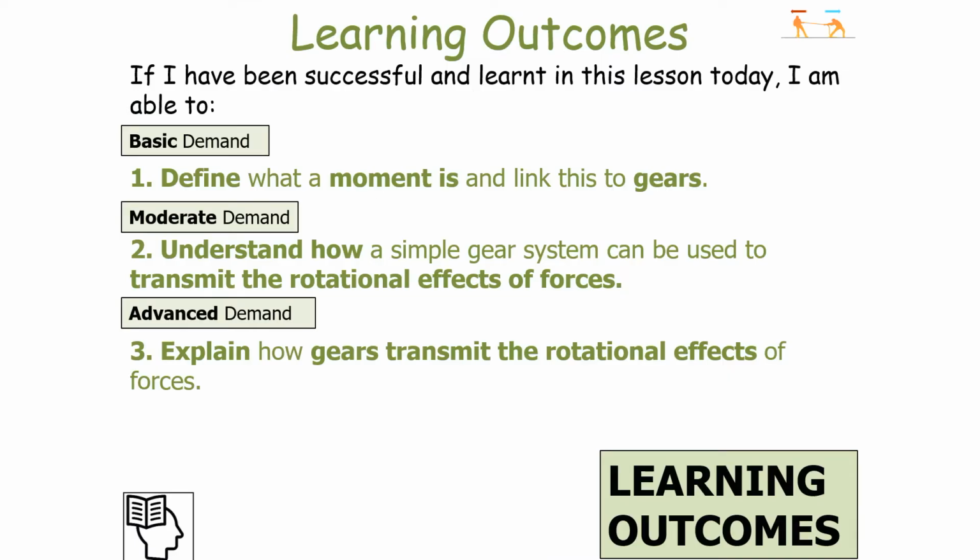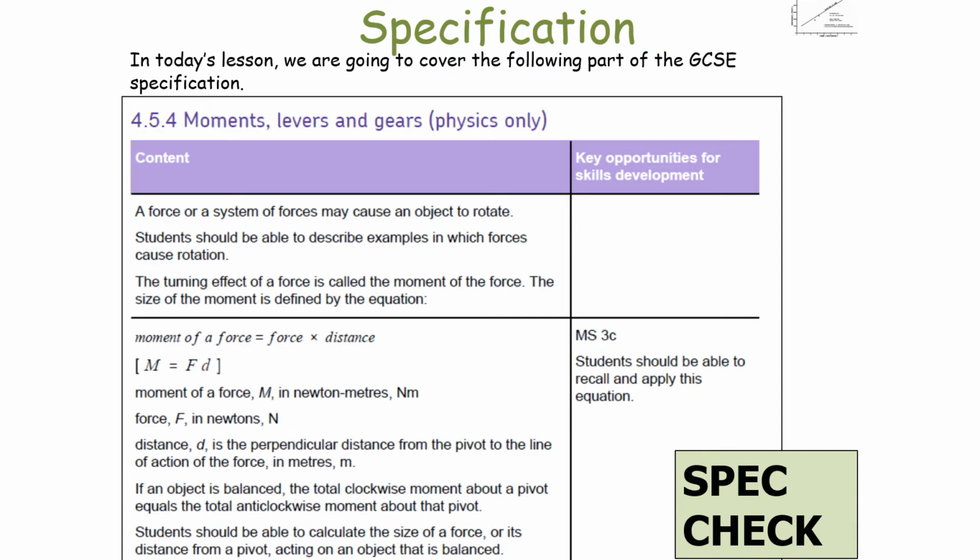If we are successful and learn in this lesson, we should be able to define what a moment is and link this to gears, understand how a simple gear system can be used to transmit the rotational effects of forces, and then finally explain how gears transmit the rotational effect of forces, which is part of the following part of the GCSE separate science physics specification, 4.5.4 moments, levers and gears, which is a separate science only content of the course.